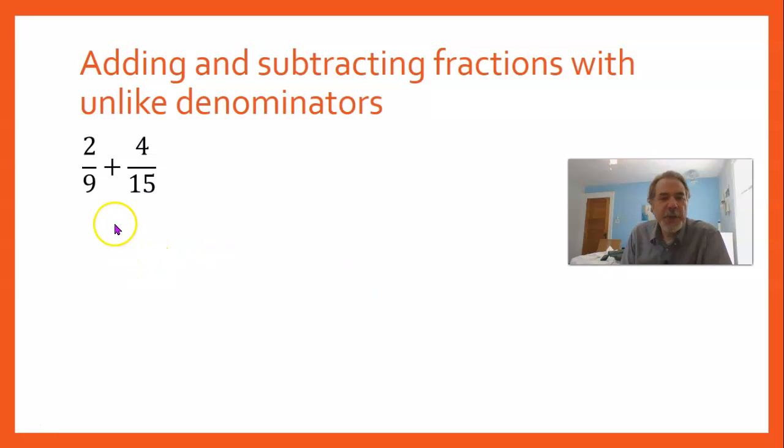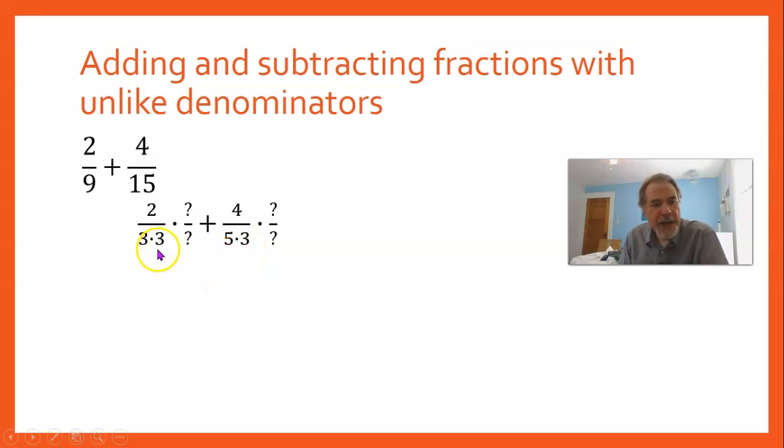Let's try one more example. 2/9 plus 4/15. So to add them, we need a common denominator, preferably the lowest common denominator. How can we figure out what that would be? Well, if I factor these denominators, 9 factors into 3 times 3, and 15 can be factored into 5 times 3. So if we want these denominators to be the same, they have to have all the same factors as each other.